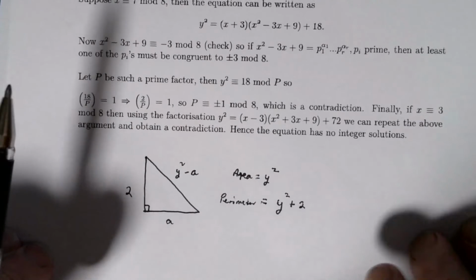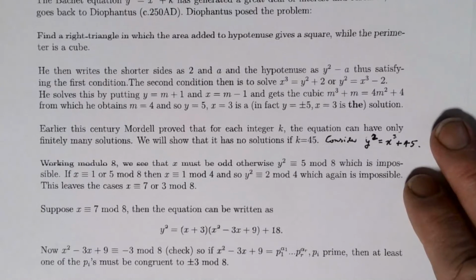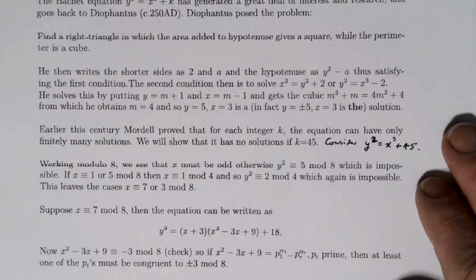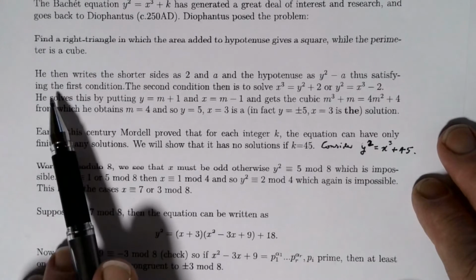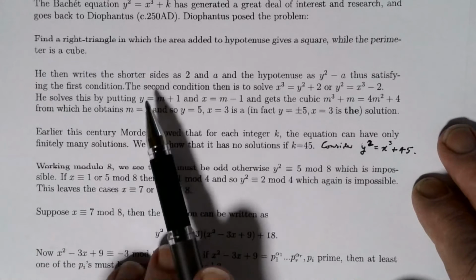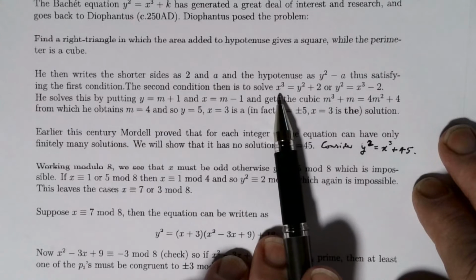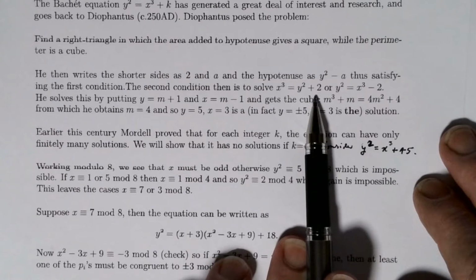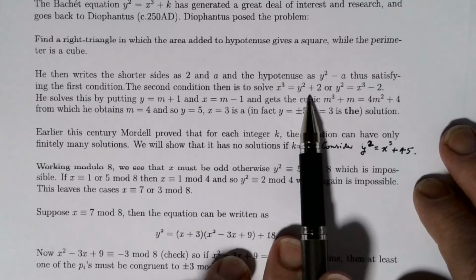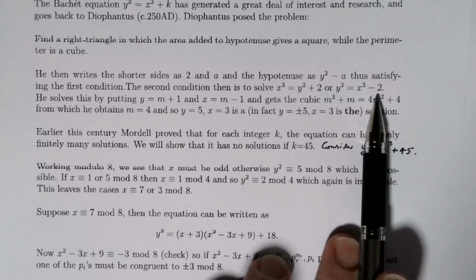So this is what he does. This is typical also of the kinds of trickery that Diophantus does in his solutions. So we've satisfied the first condition. We need y squared plus 2 to be a cube. So we're going to solve x cubed is y squared plus 2, which I can rearrange to y squared is x cubed minus 2, which is the Bachet equation with k equals minus 2.